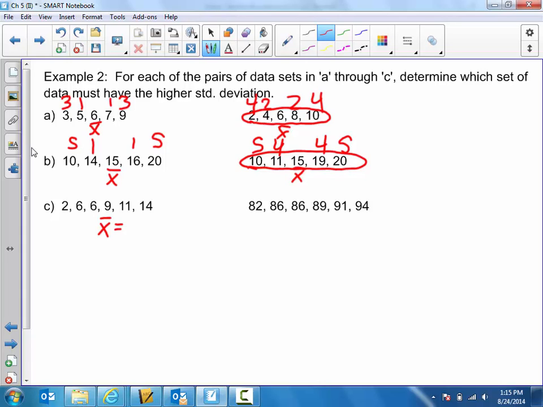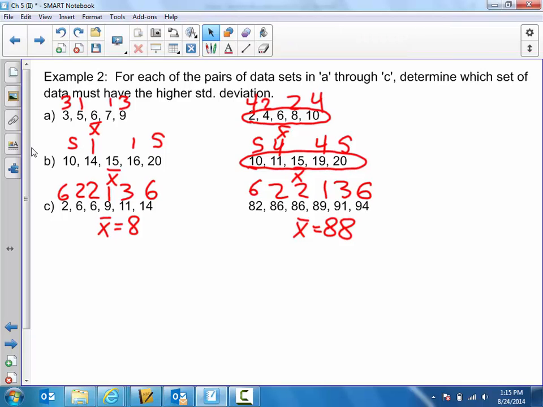Last one here, I don't think you can necessarily, well, maybe you can. If you can, awesome. The mean here is at 8 for the first data set. The mean here for the second is at 88. So comparing distances again, you've got distances from the mean of 6, 2, 2, 1, 3, and 6. For the second data set, 6, 2, 2, 1, 3, 6.